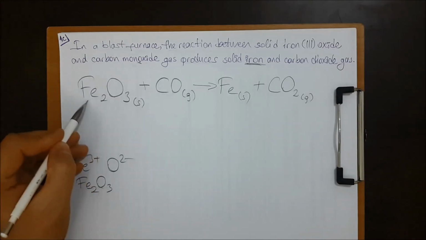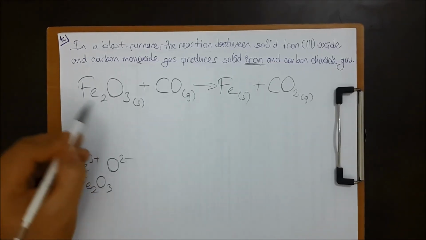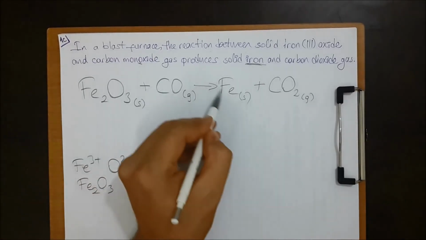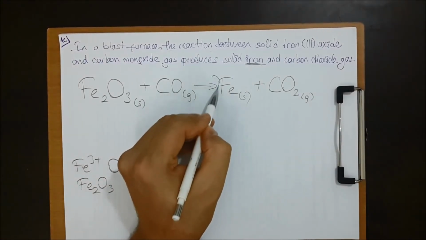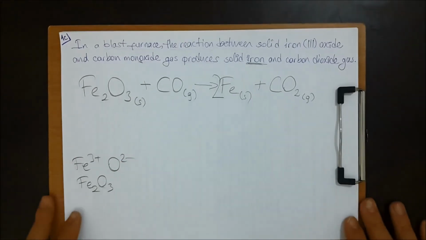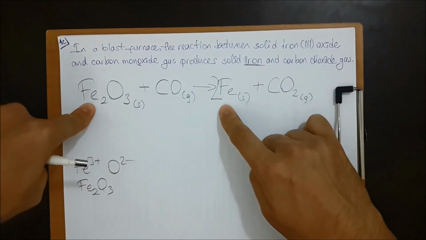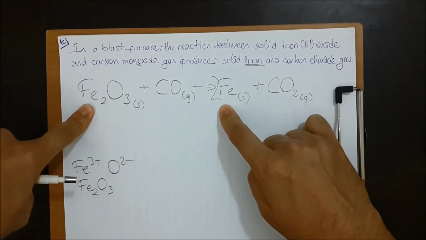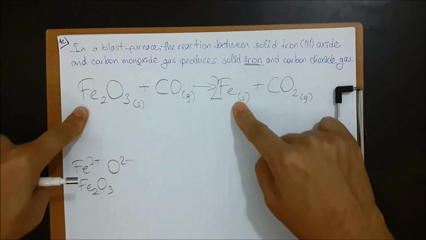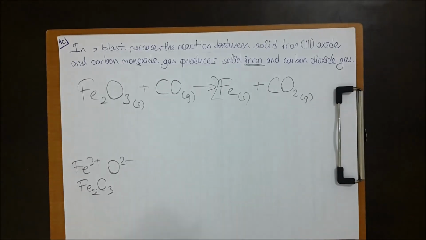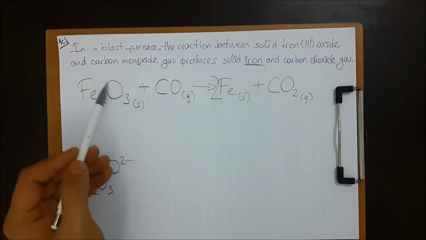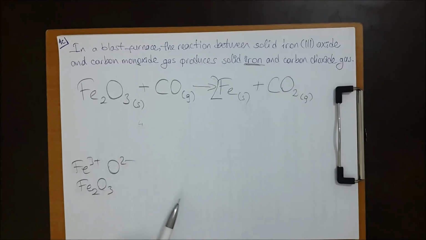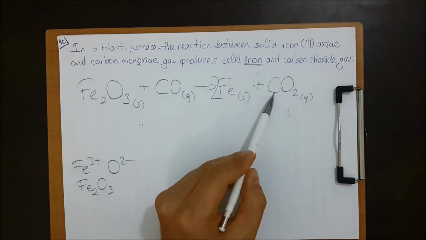Let's start with the iron. I have 2 iron atoms on the reactant side, 1 on the right side. So right here, write 2 in front of iron. Okay. Now my iron atoms have been balanced on both sides. Then let's count the number of oxygen atoms. 3, 1. I have 4 oxygen atoms here, 2 oxygen atoms here. But if I write 2 in front of carbon dioxide, I will be changing the number of carbon atoms.